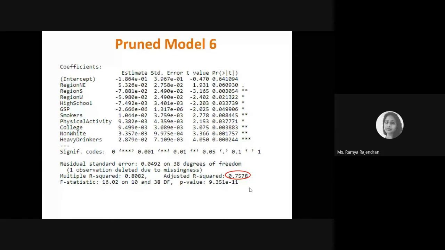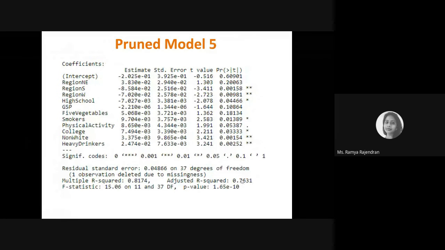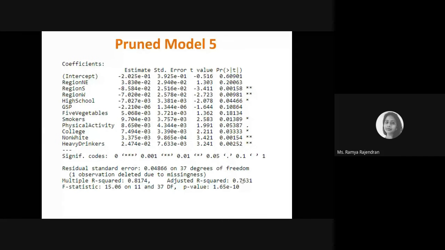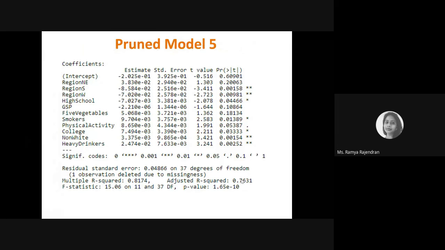When we remove that variable, adjusted R square becomes 0.7578. Okay. So again, we are removing the highest p-value variable. We got the answer 0.7525 for the adjusted R square. Again, we are removing one more variable. See here, by removing one of the variables we got 0.7631. So we checked, and region NE has the highest p-value, so we remove that.